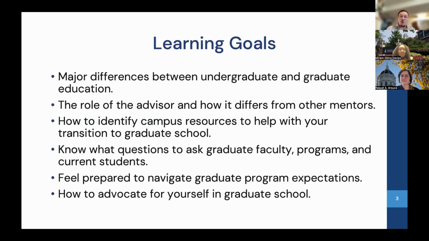The fourth is to know what questions to ask graduate faculty, as well as programs and current graduate students. The fifth is how you can feel prepared to navigate graduate program expectations and how those expectations may differ from undergraduate program expectations. And then finally, how to advocate for yourself in graduate school, since it's very important that you have agency as a graduate student when you move into your graduate program.